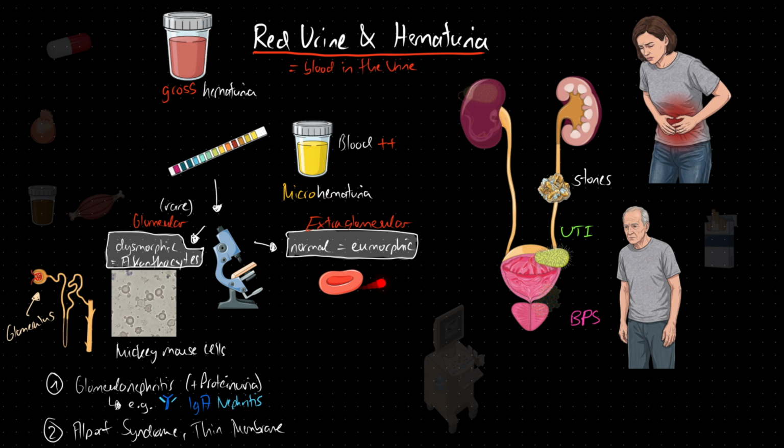Extraglomerular hematuria is the most common type of hematuria. It includes stones anywhere along the urinary tract. These stones cause mechanical stress and small injuries to the epithelium, leading to bleeding into the urinary tract. Remember, since the erythrocytes have not passed through the glomerulus, they are normally shaped.